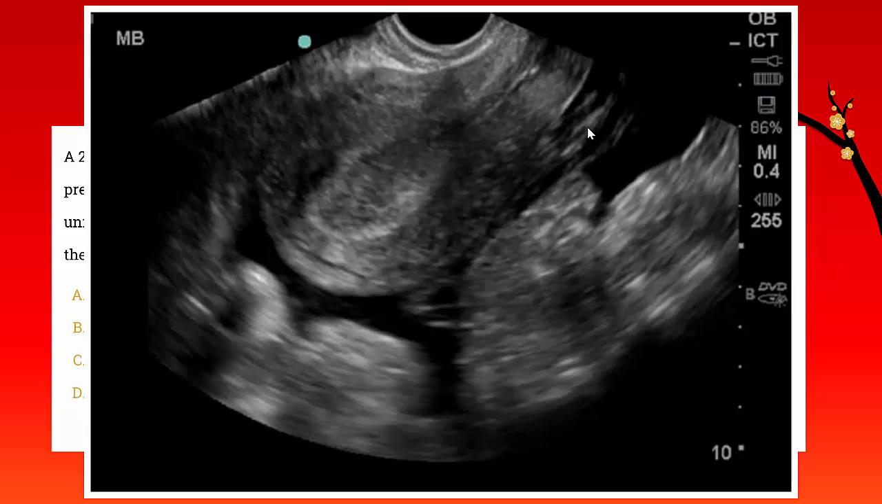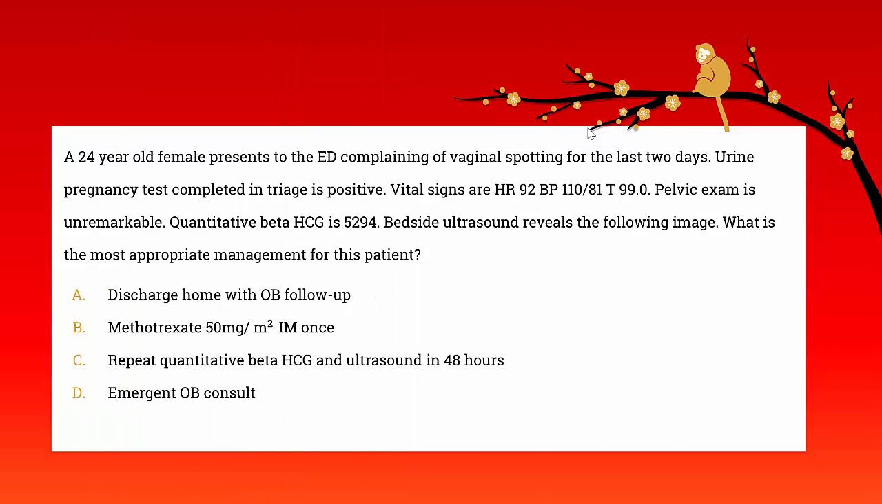So here we have our image, which is a little difficult to delineate, but you can see there a uterus, which is enlarged with no obvious intrauterine pregnancy. And then we've got a significant amount of free fluid surrounding that uterus. So essentially we have a positive pregnancy test with a positive FAST exam, fluid in the pelvis. This is a ruptured ectopic until proven otherwise. However, as we can see with our vital signs, our patient is stable.